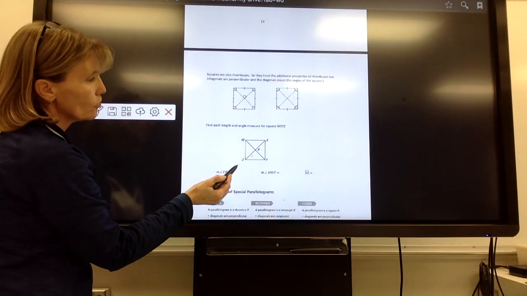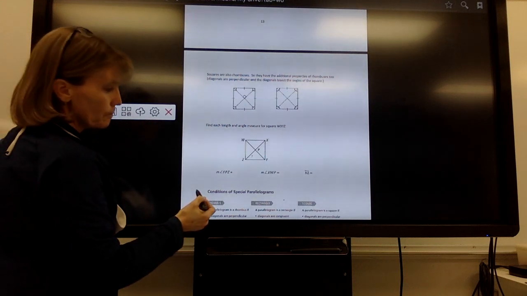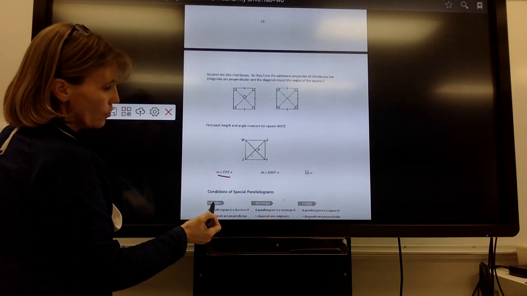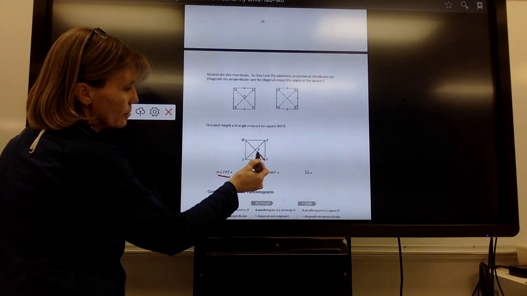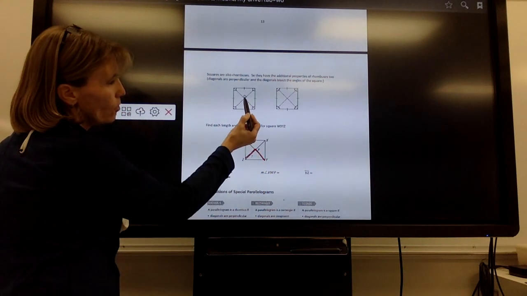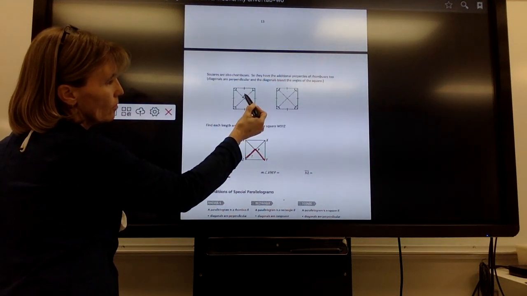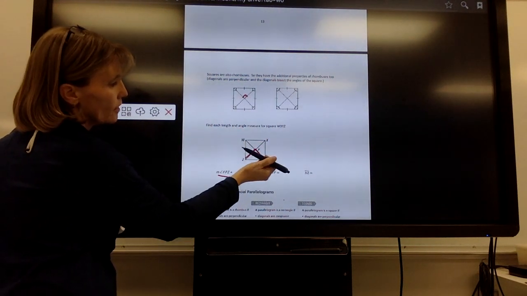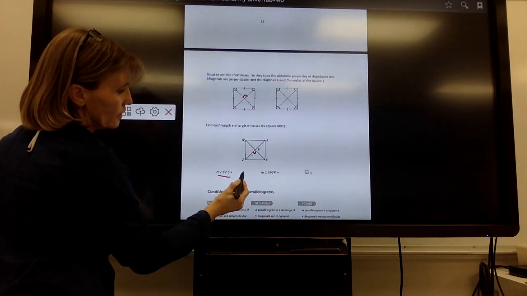So when you're answering your questions, it says find each length and angle measure for the square. Okay, this one wants angle YPZ. So here's Y to P to Z. Well, remember that because it's a rhombus, the angles where they intersect, that's a 90-degree angle. This is going to be a right angle, so that's 90 degrees.